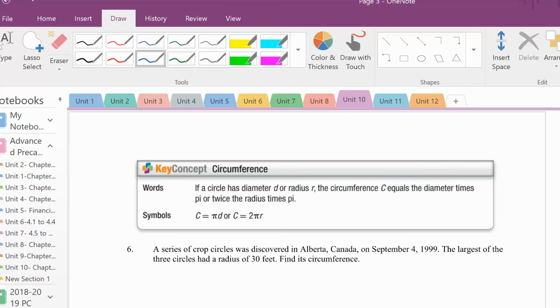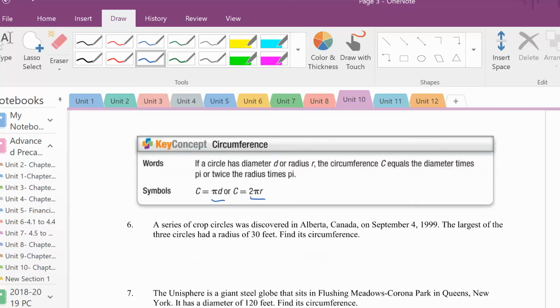All right, so page 3, circumference. So circumference is like the perimeter of a circle. And to find the circumference, there's two ways. You can either go pi times diameter or 2 pi r.